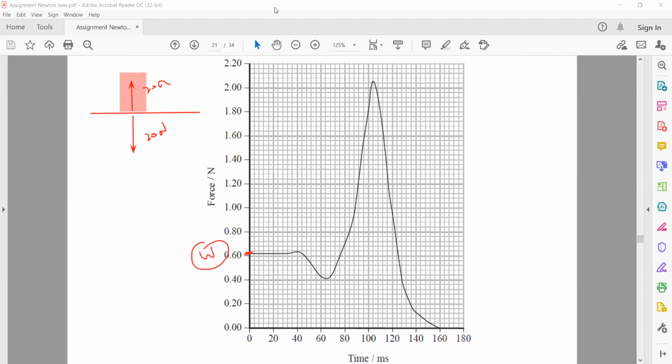Now what happens when we compare the scale? This bird is also on the earth. So what is the Newton pair force for earth? The bird is experiencing a 20 Newton force. The bird will also apply a 20 Newton force on the earth. So both are applying the same force but in opposite directions.